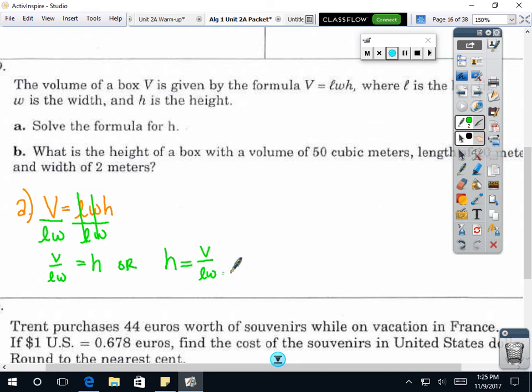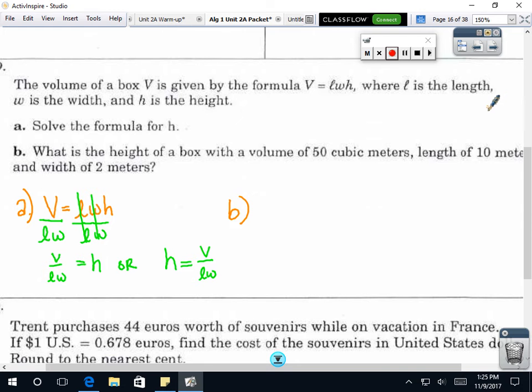So the property that says I can flip-flop it like that at the end is called the symmetric property. Now, the reason that we solved for H is because in part B, they want us to figure out the height of a box with a volume of 50 cubic meters, a length of 10 meters, and a width of 2 meters. So H is unknown. In the V place, which is volume, we can put 50, because it says volume of 50 cubic meters. In the L place, we can put 10, because it says length of 10 meters. And in the W place, we can put a 2.